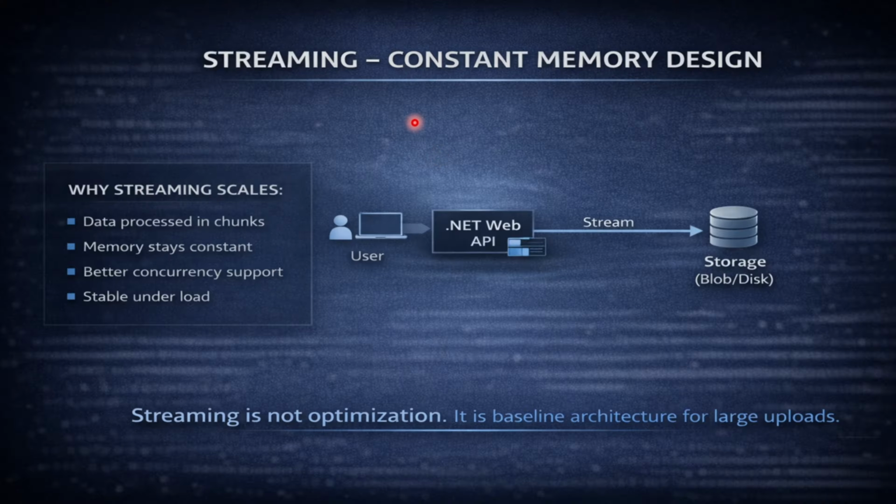Streaming makes memory independent of file size. No matter how big your file size is, it is going to make your memory independent of that file size. That's exactly why even when we are scaling, streaming remains the best option we use. Streaming is not an optimization. We are not just optimizing it, it has become the baseline architecture when it comes to uploading large files.